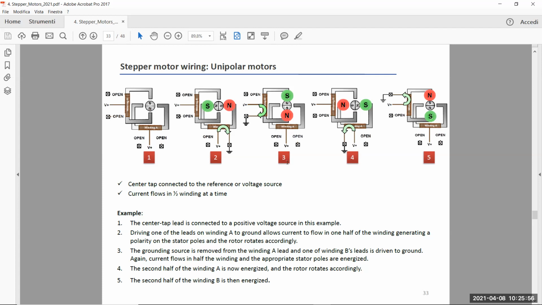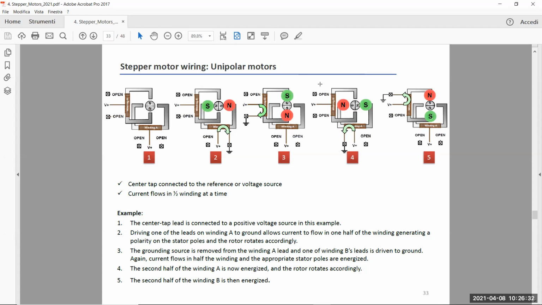Then you leave winding A open, and you have to energize phase B. For example, you can energize by putting V plus at the common node and shorting the bottom node here. The current flows in half of the winding B with the direction that you can see in the green arrow, and this excites, for example, this configuration for the expansion of the stator in the phase B, making possible a clockwise rotation, a 90-degree alpha step of the rotor.